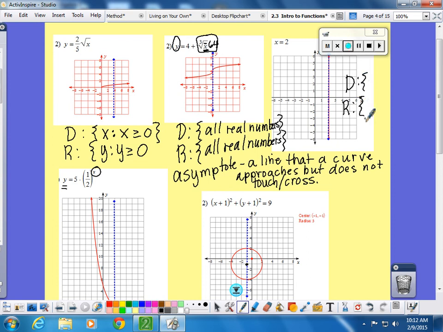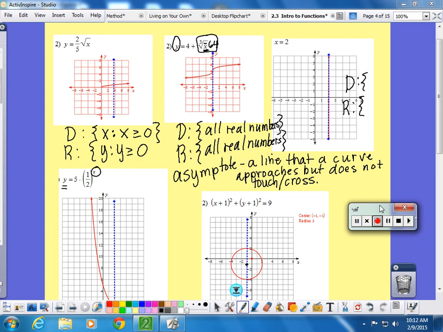All right, vertical line. What's the domain? Not a function. It's not a function, you're right. It's a relation. But what's its domain? X is always 2. Okay. What's its range? Where can it go on the y? Up and down. All real numbers. Yeah, everywhere, all real numbers.